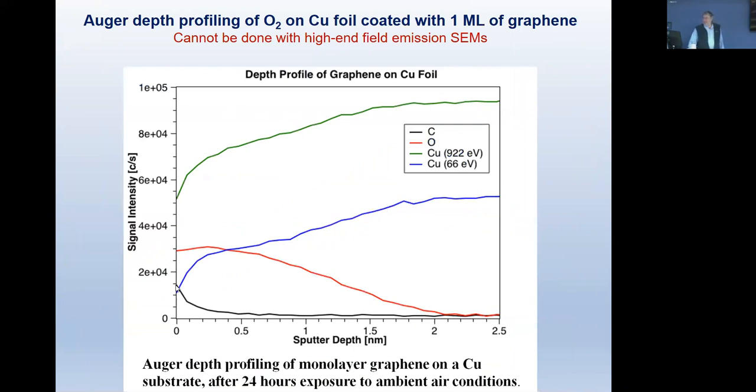So here is the graphene. Typically, 1 monolayer of graphene is about 0.3 nanometer, or 3 angstrom, thick. So we finished it within 0.3 nanometer as expected. Graphene is gone, but oxygen was still there. It created a native oxide on copper, 2 nanometers thick. Only after 2 nanometers of sputtering could I then have pure copper, which is these two.